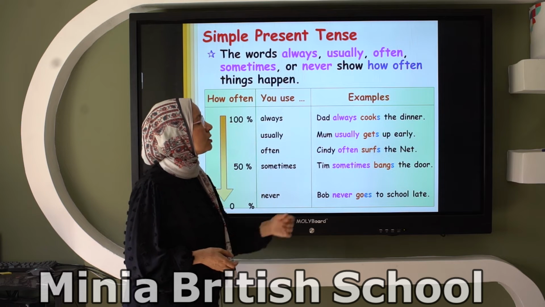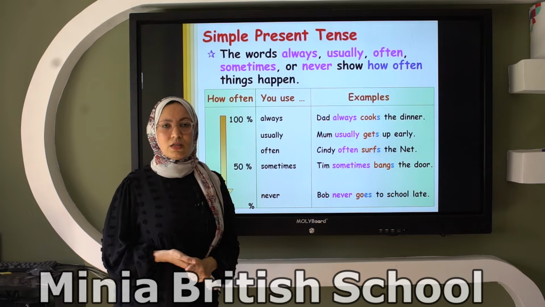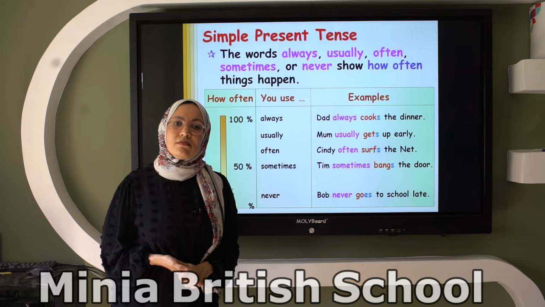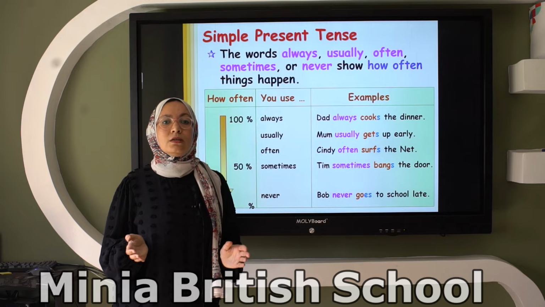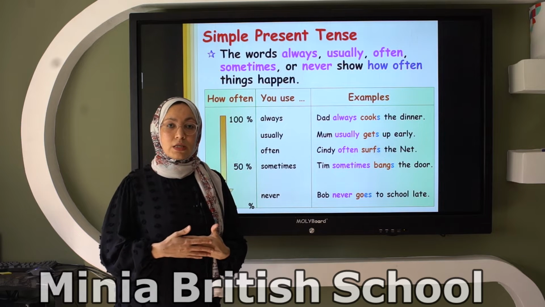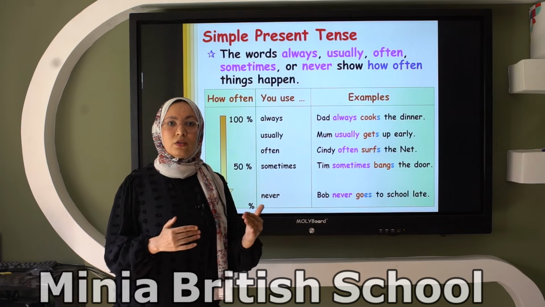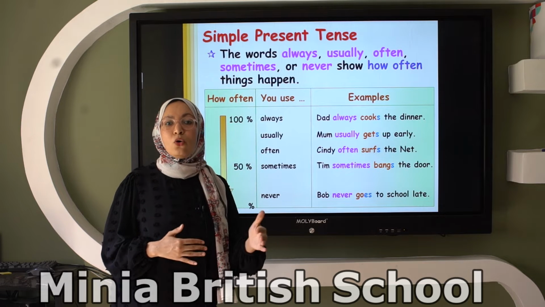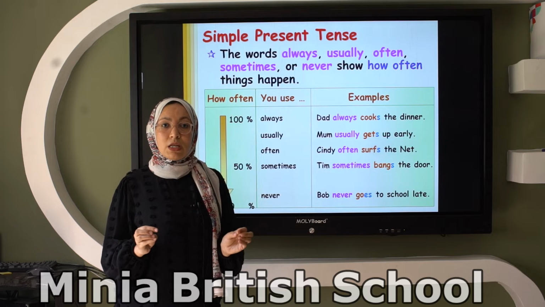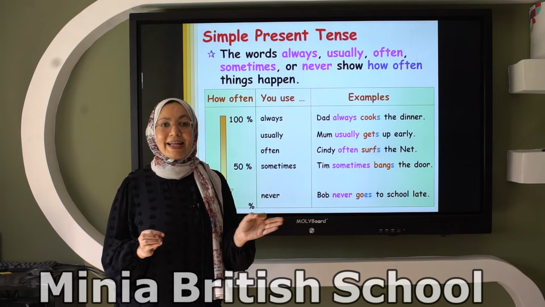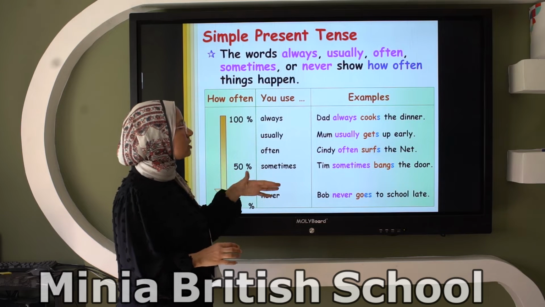Dad always cooks the dinner. So Dad always cooks the dinner. What does this sentence mean? It means that my dad cooks the dinner all the time. So here, instead of saying all the time or during the whole week and so on, I just use always. Always here gives me the meaning that 100% only Dad makes or cooks the dinner, all right? Usually here means most of the time.